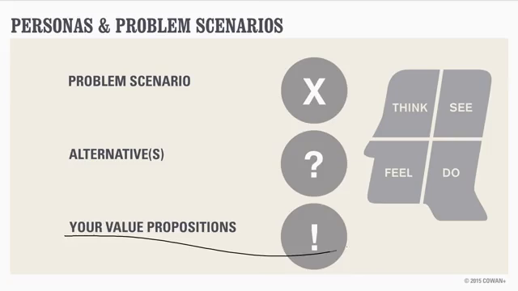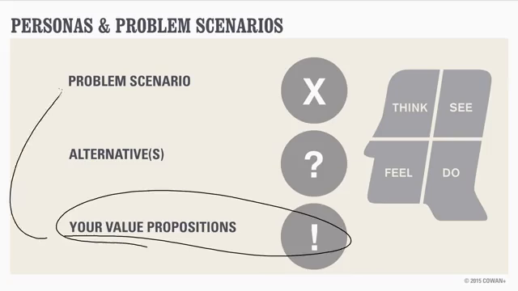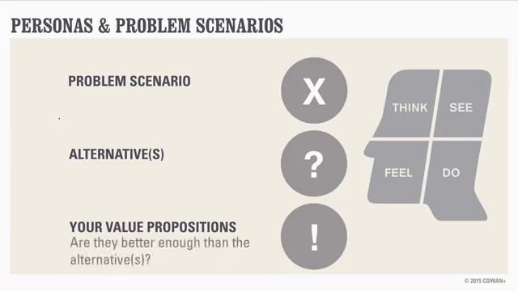And then, and only then, we look at our value propositions. What are we doing that does a better job of solving this problem? And what we're really looking at is, are we going to do something that's better enough than the alternatives at solving this problem scenario where we're going to create a win, where we're going to create something valuable for the customer? Central to Agile is this idea of front-loading value and staying focused on something that's valuable to the user.